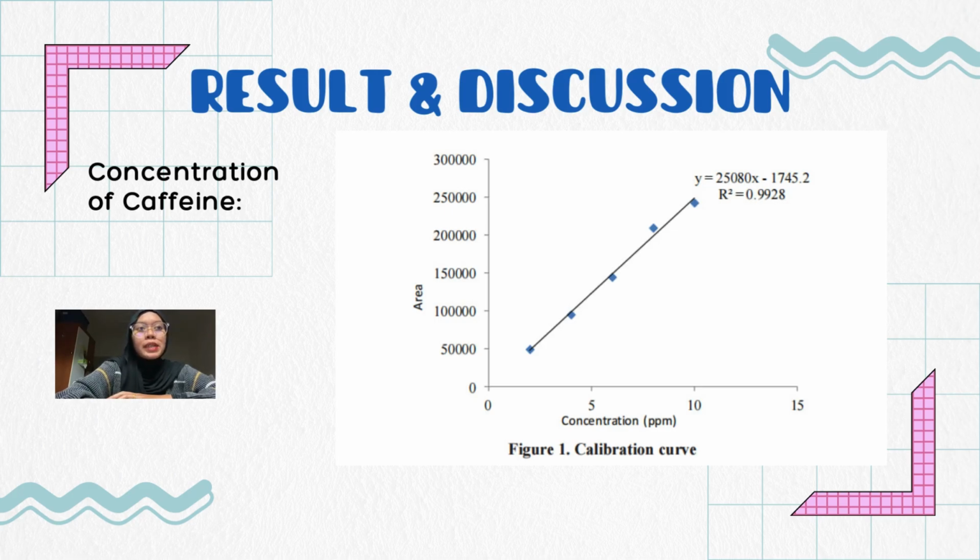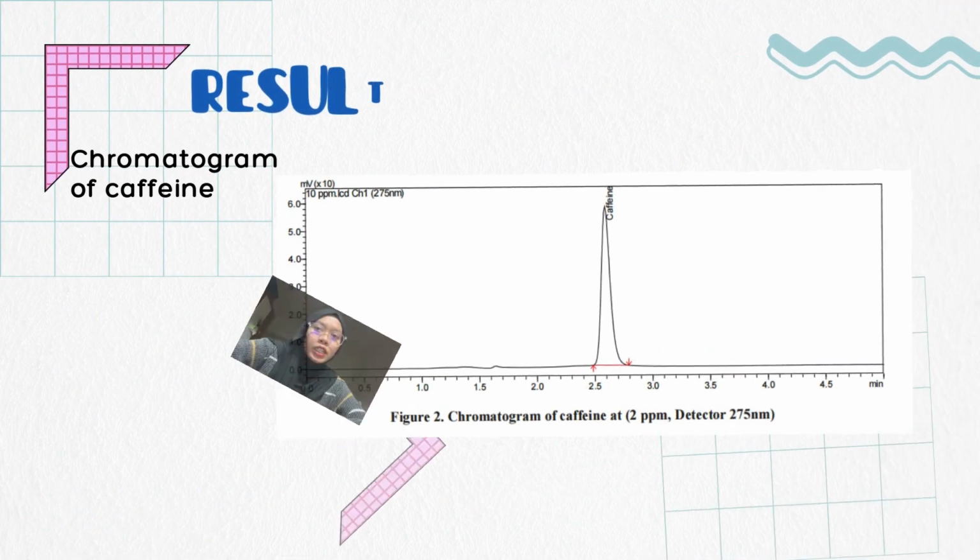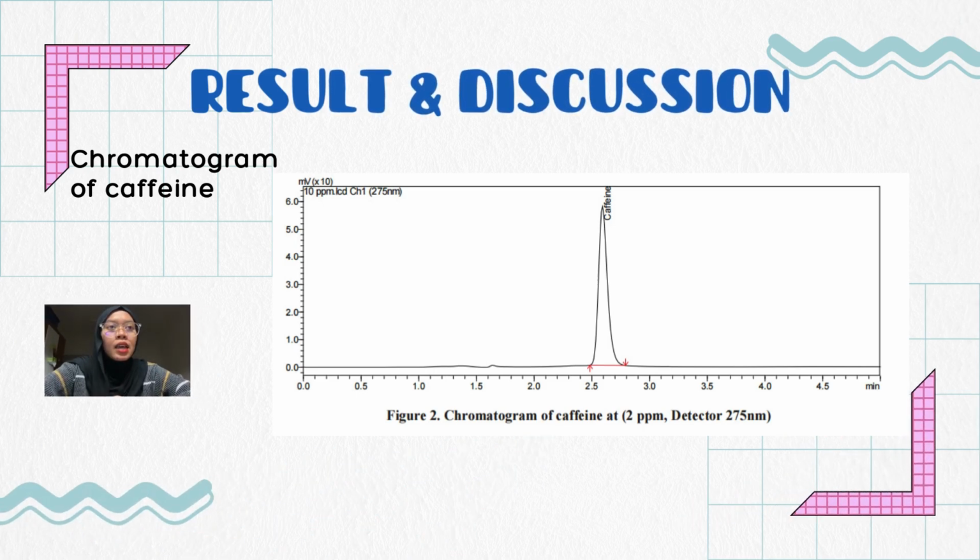So this figure represents a calibration curve for caffeine, showing the relationship between the concentration of caffeine on the x-axis and the corresponding peak area on the y-axis. The calibration curve is constructed using multiple known concentrations of caffeine, where each point represents the area obtained from the chromatogram at the specific concentration. The equation of the linear regression line is y equals 25080x minus 1745.2, and the R square is 0.9928.